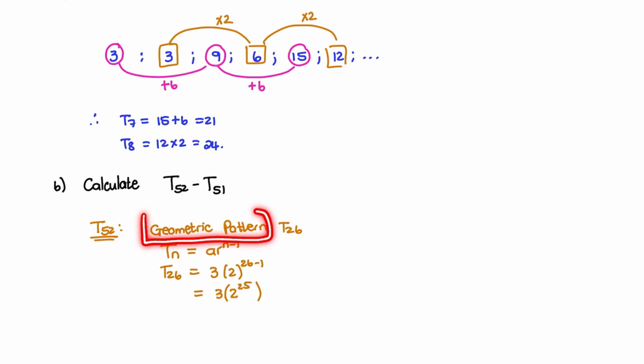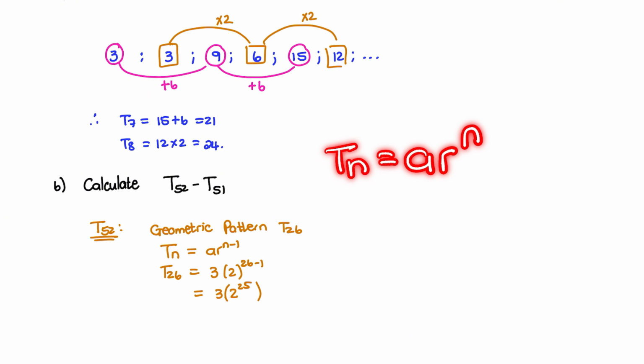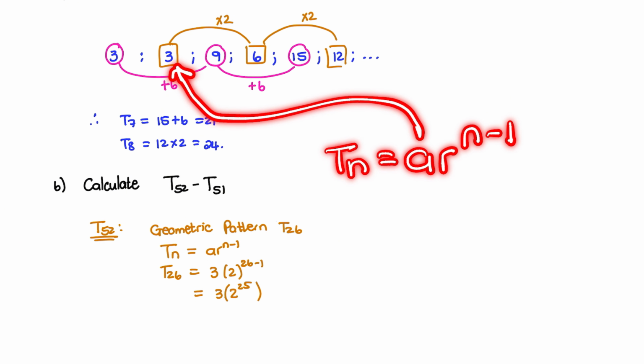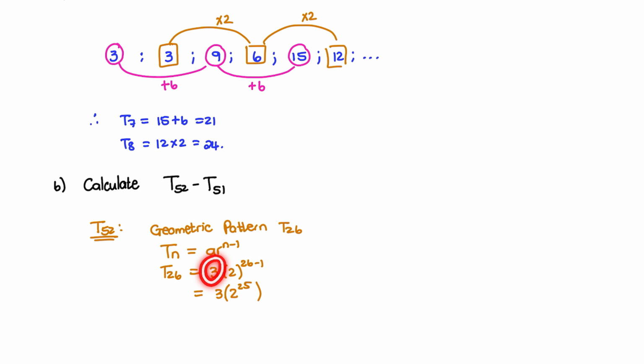If we focus on the geometric pattern, we can find the general term as Tn equals a times r to the power of n minus 1. A represents the first term in that pattern, which is equal to 3, and r is the ratio between terms, so we are multiplying by 2. And we know that term 52 is term 26 in this pattern. So therefore, term 26 is 3 times 2 to the power of 25.